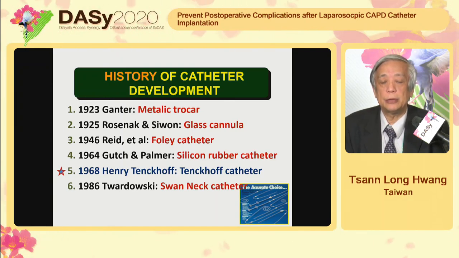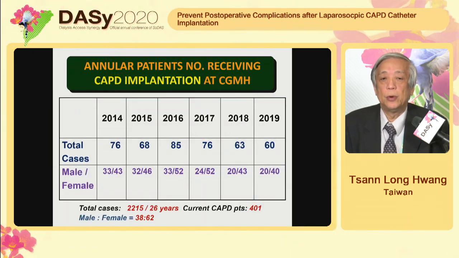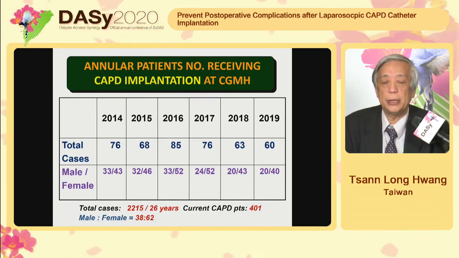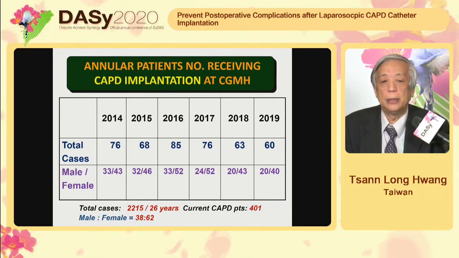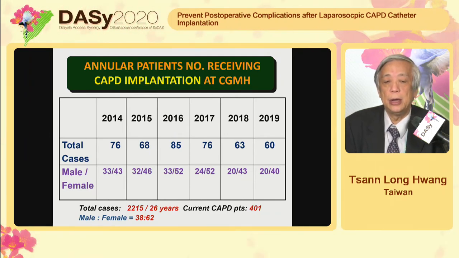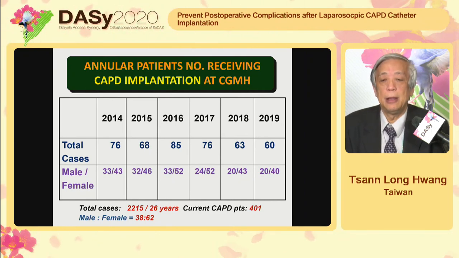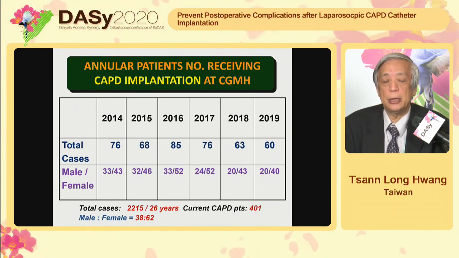Several catheters were modified, such as the Twardowski, but many catheters are now absent, while the Tenckhoff catheter is widely used in most countries, even in Taiwan. We started CAPD implantation about 28 years ago, and now we have about 60 to 80 patients per year. My total experience is 2,215 patients in the past 28 years. The current CAPD program has around 400 cases at the Lincoln Tangen Memorial Hospital.